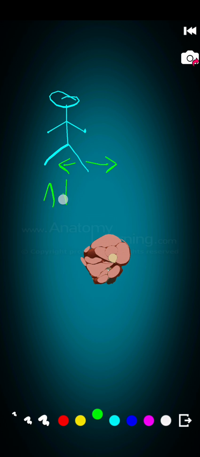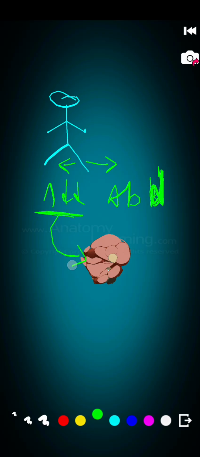So this is adduction, and then this is abduction. These guys here are the adductors, and these are the medial compartments of the thigh. So that is the overall.